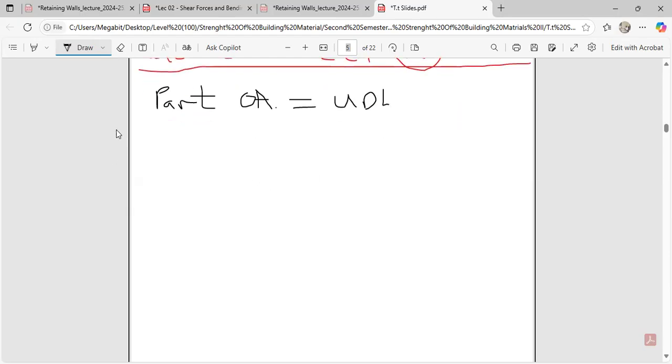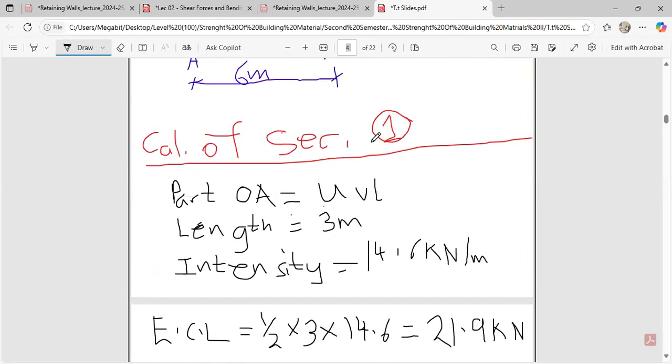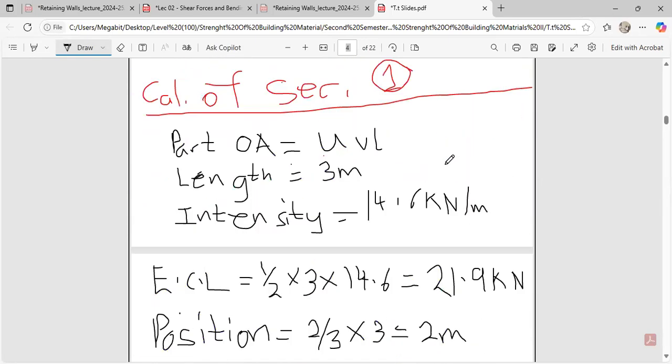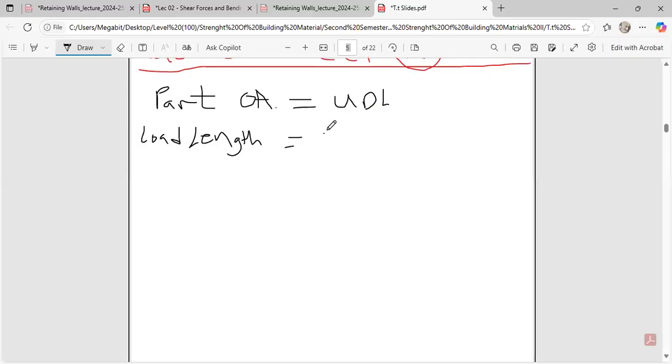And then what is the loaded length? It is UDL. Yes, I've written UDL. What is the loaded length? The loaded length is just 3 meters. Okay, it's 3 meters.